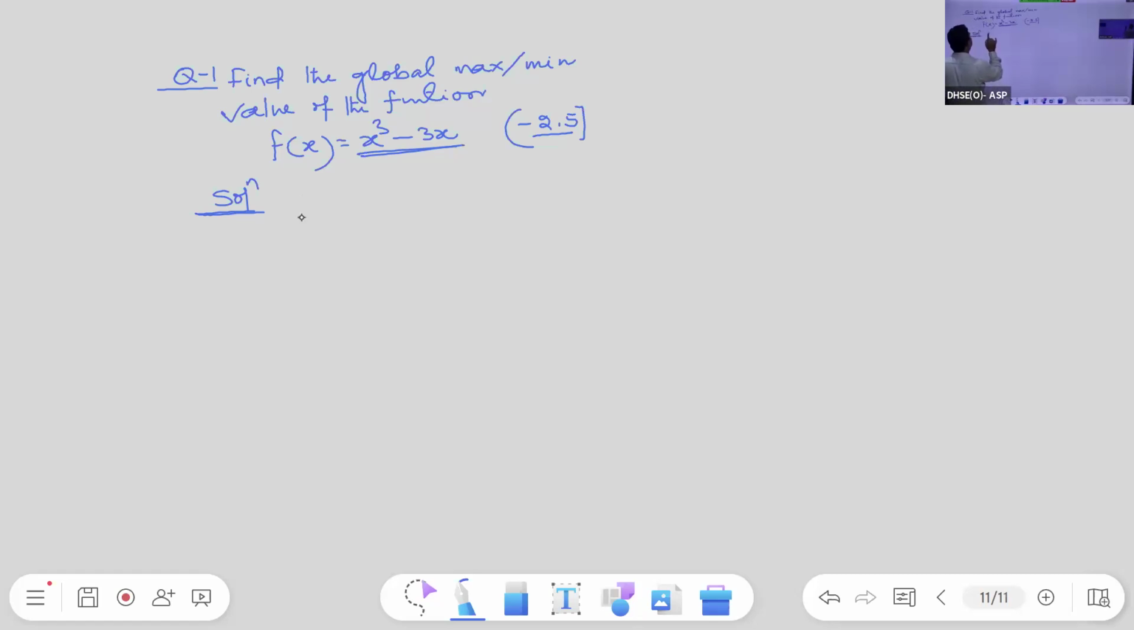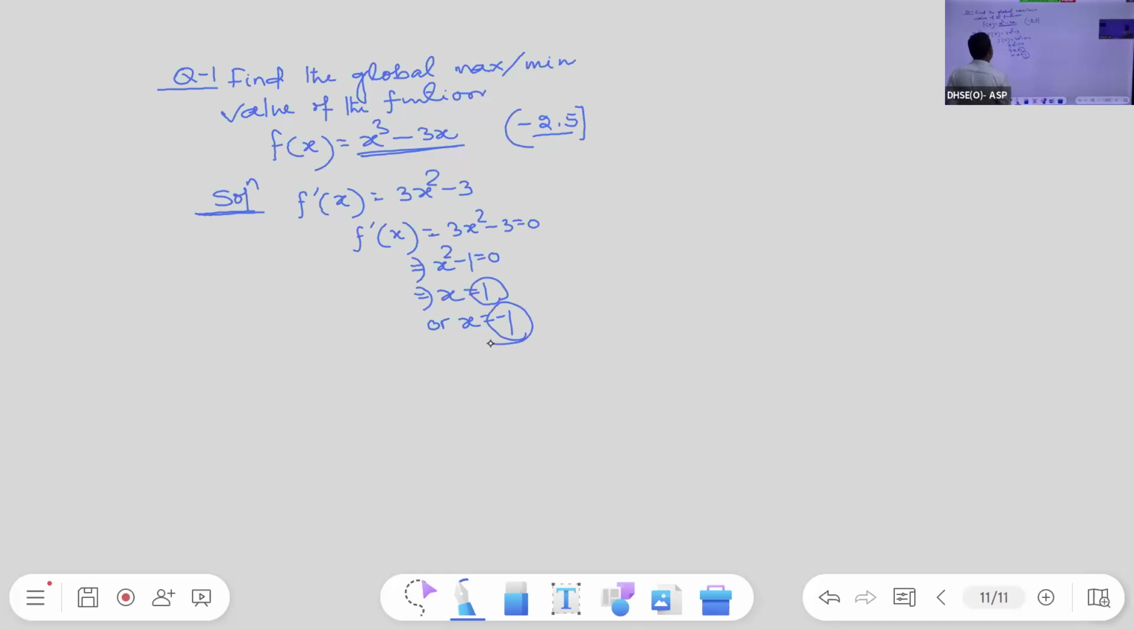That means at critical points, f dash x is equal to 3x square minus 3, f dash x is equal to 0. This is equal to 3x square minus 3 is equal to 0 implies x square minus 1 is equal to 0 implies x is equal to 1 or x is equal to -1. If local maximum or local minima exist, then they will exist at these points. And now we have to find the value of the function at x is equal to 1, x is equal to -1, at -2, at 5.